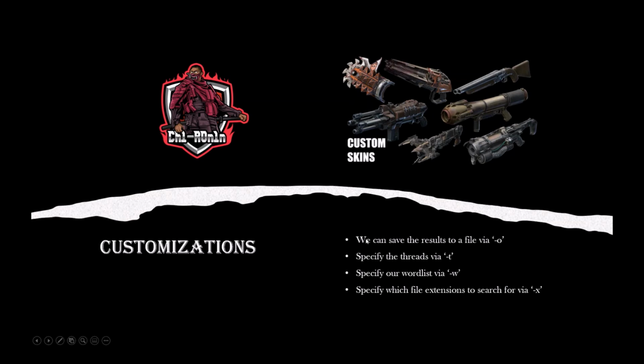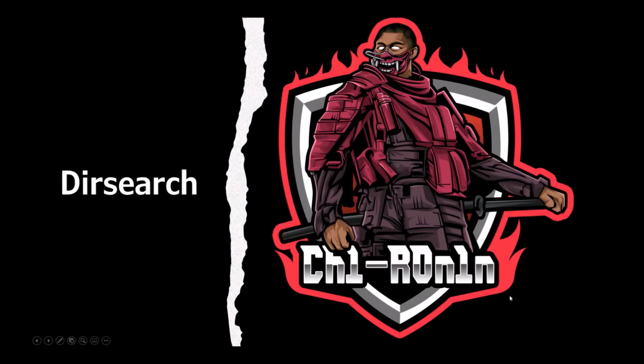Now we have these four that we can use. We can save the results to a file via -o. These are all lowercase. We can specify the threads, as we've seen, with -t. Specifying our word list with -w, as we've seen. Specifying which file extensions to search for, -x.